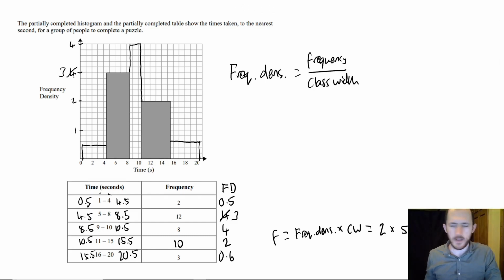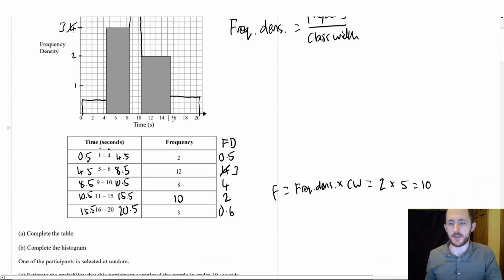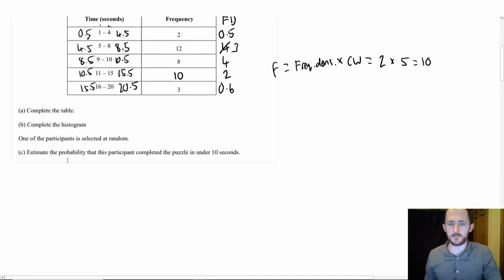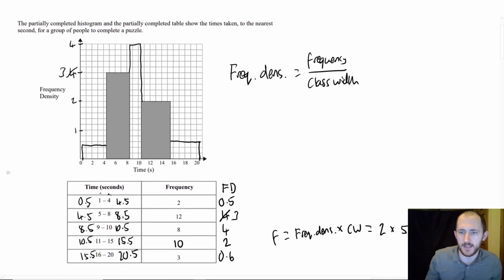So hopefully that's not too bad. Hopefully that kind of makes a fair bit of sense. Again, histograms we have done in GCSE, so I'm hoping it's not too tricky. And again, that's for part A, completing the table, part B, completing the histogram. Lastly, part C, it says one of the participants is selected at random. Estimate the probability that this participant completed the puzzle in under 10 seconds. So 10 seconds is all of this stuff here. I'm going to draw a dotted line, and it's all of this stuff here, all of these probabilities.